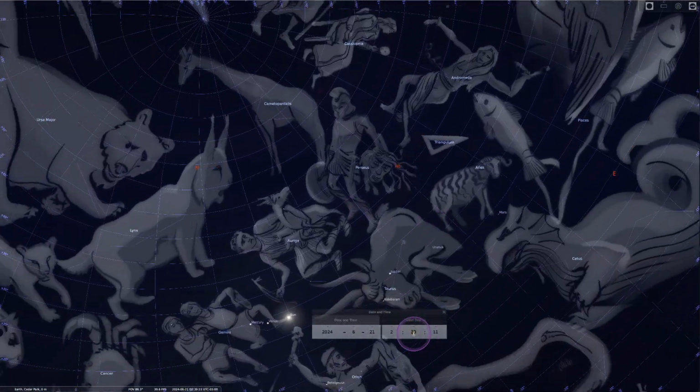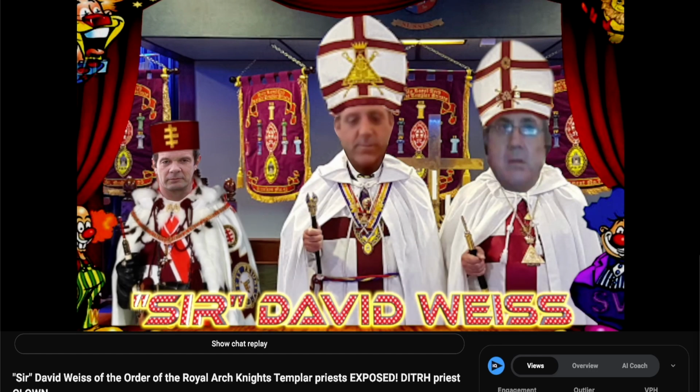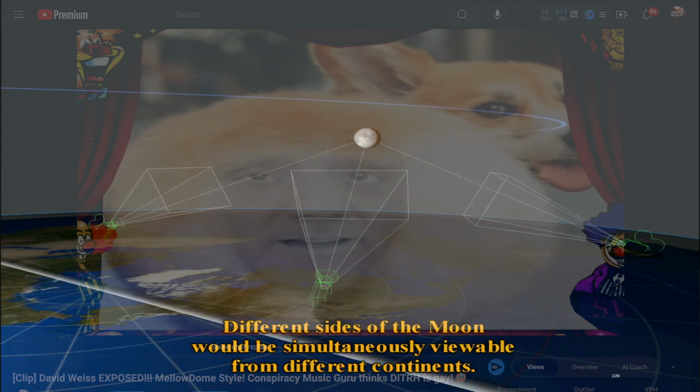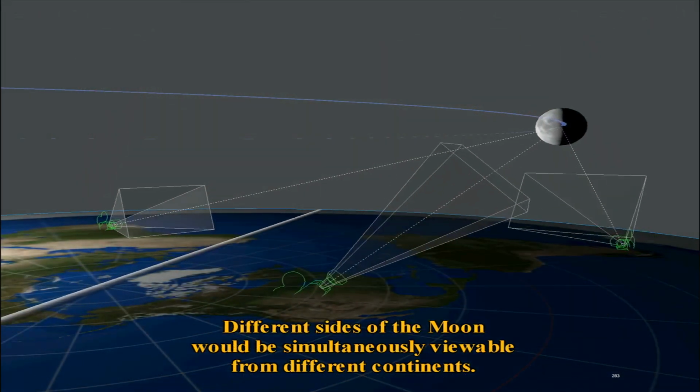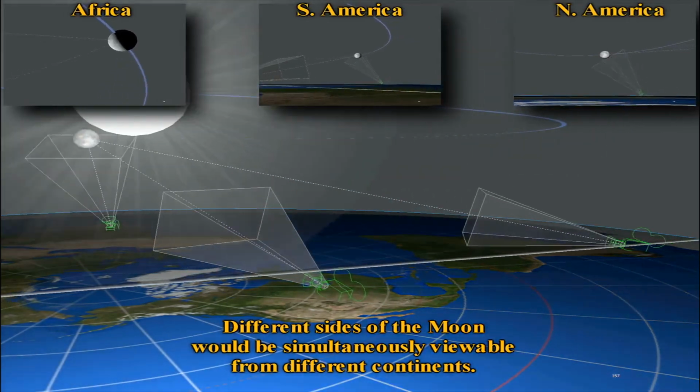You cannot shit on our model, SIR David Weiss of the Order of Magoo. Say that nonsense while showing people your model. You won't, because it's so simple to see that your model is complete bullshit. And I hereby induct you both into the Order of the Arc Knight.